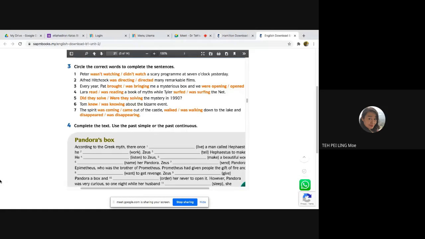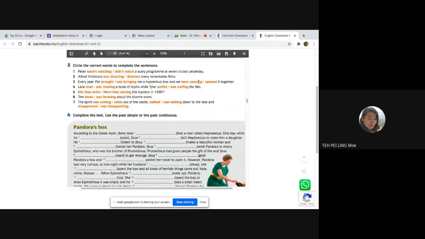Number 3: every year, Pat what? Me a mystery box, and we what? I'll make it smaller. Okay, we were opening it together. So every year, Pat brought, past tense for bring, brought me a mysterious box, and we what? We opened it together.